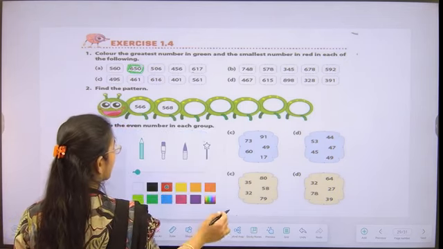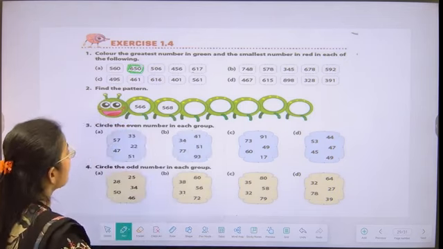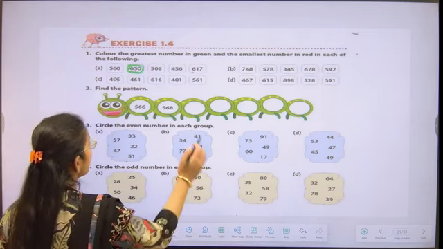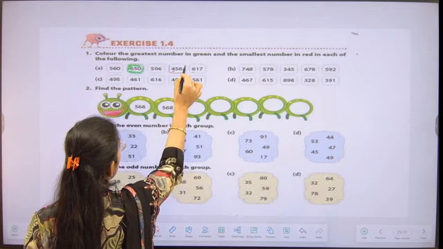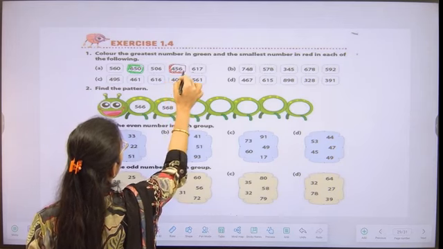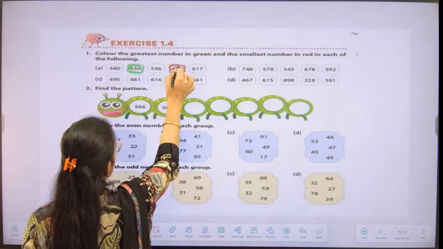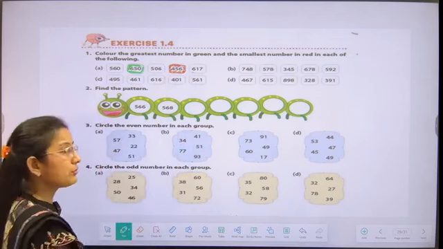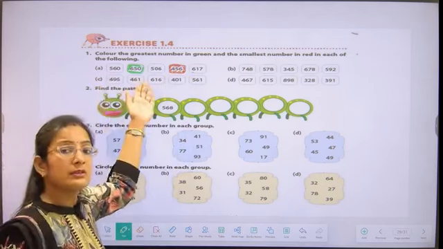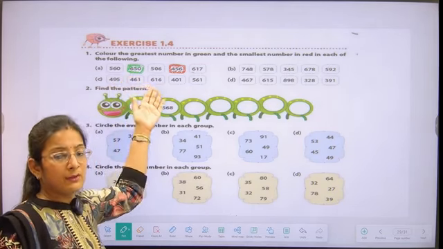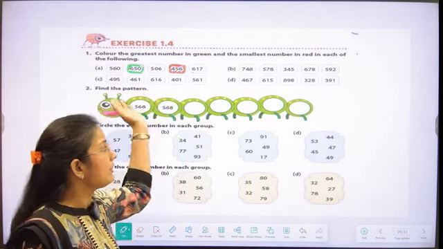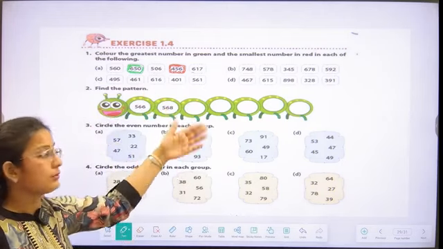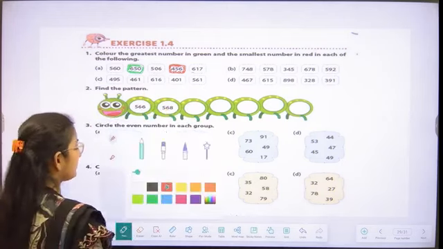Similarly, we can fill the red color in the smallest number. As we can see, the 100 place value of 4 is the smallest. So we are going to make the outline and fill the red color in that. So with this, we are filling the green circle with the greatest number and red with the smallest number. Similarly, you can do the other ones also. Moving to the next question, students.